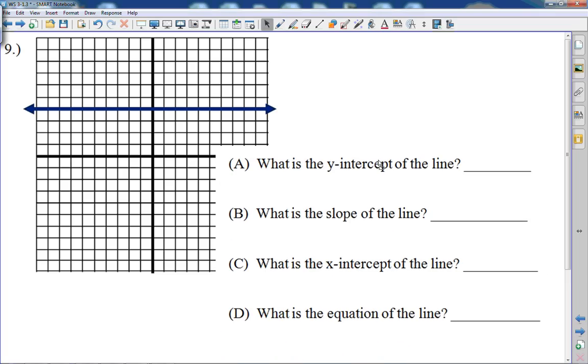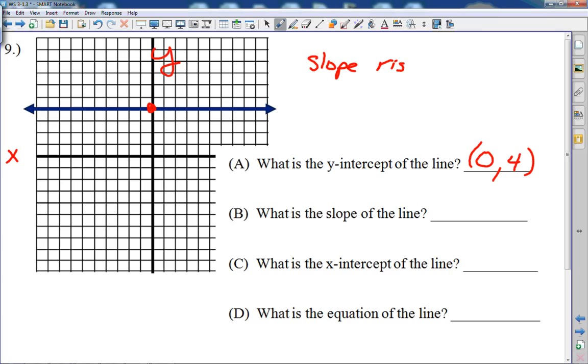Okay, I'm going to bring this up. I've got the x-axis and I've got the y-axis. It says, what is the y-intercept? Put a dot right here. 1, 2, 3, 4. I've got (0, 4). What is the slope of the line?